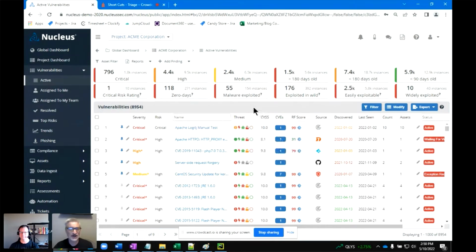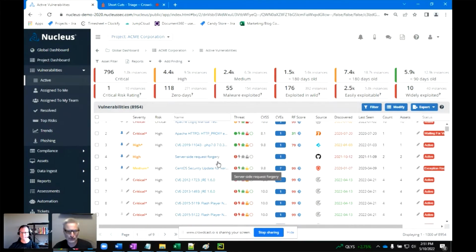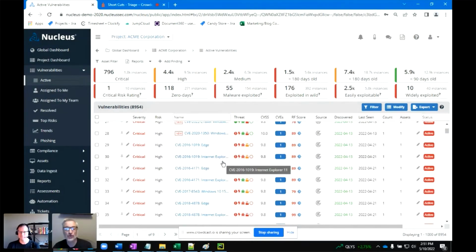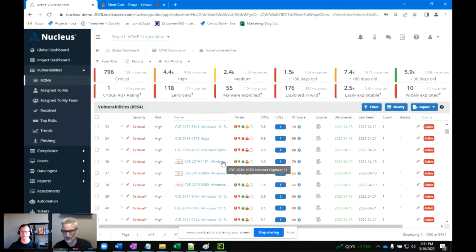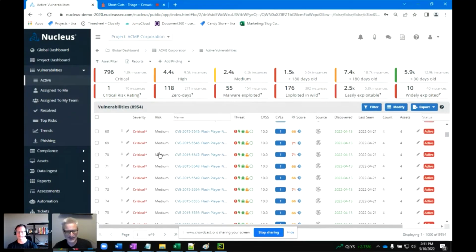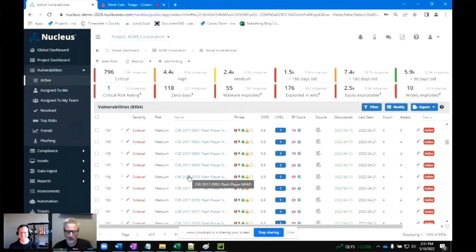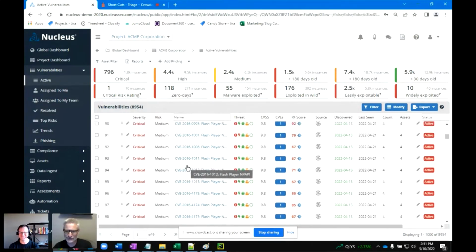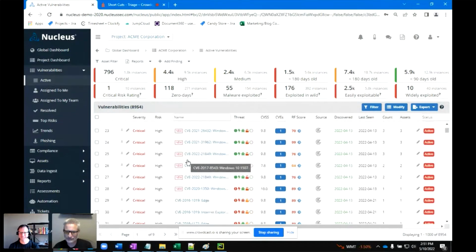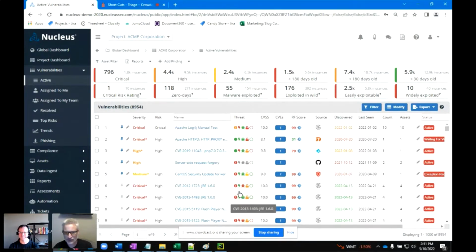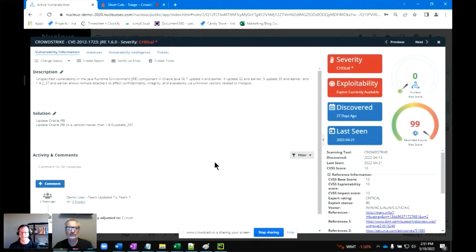So the next thing that we want to do is look at vulnerabilities. Now, I picked one of these out ahead of time that we're going to be interested in, but this view, if you haven't been looking at vulnerabilities for years and years, can look overwhelming because you've just got wall to wall thousands and thousands of criticals here, and it just scrolls for miles. I picked out ahead of time this 2012-1723 vulnerability.